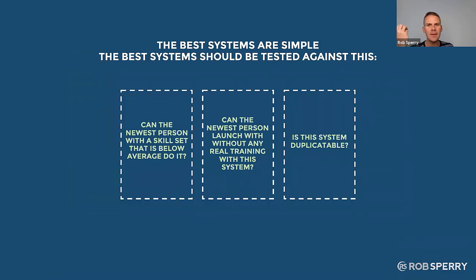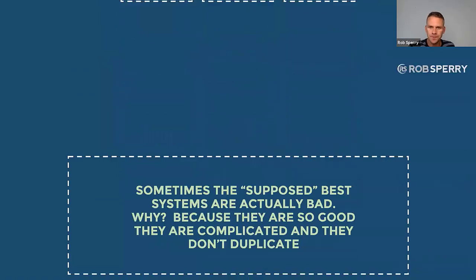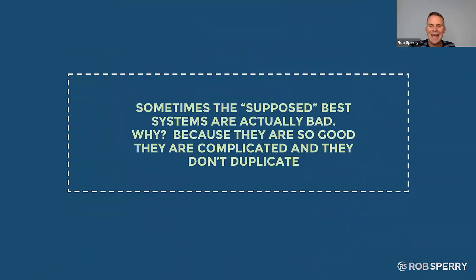The companies I've seen that have gone viral, almost every single one, there are a couple exceptions, have made the system simple enough that the newest person can do it. They look at it and say, okay, I could do that. That makes sense. Sometimes the supposed best systems are actually bad.